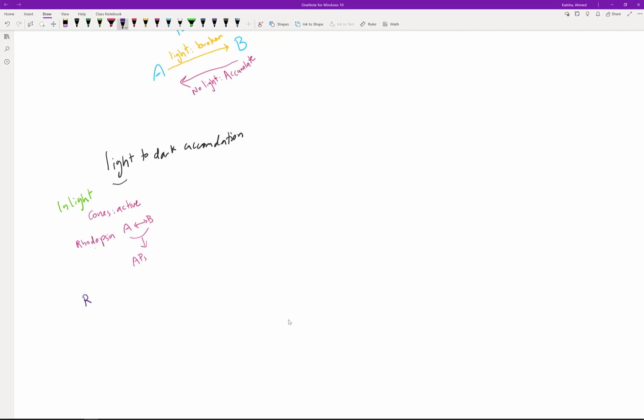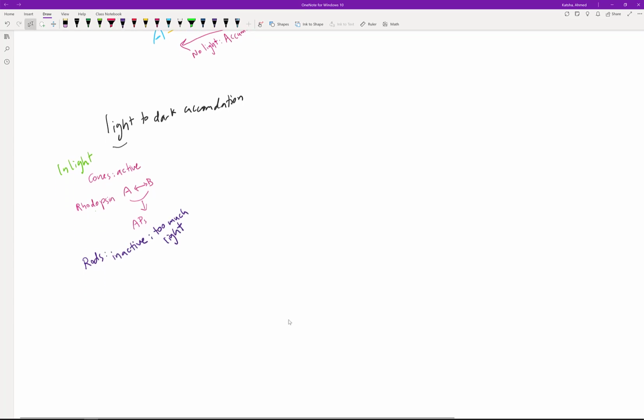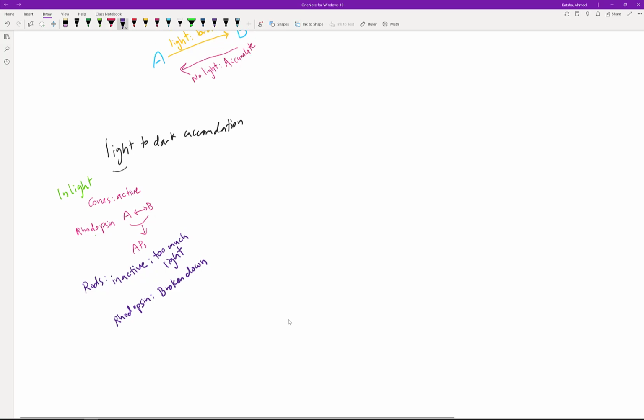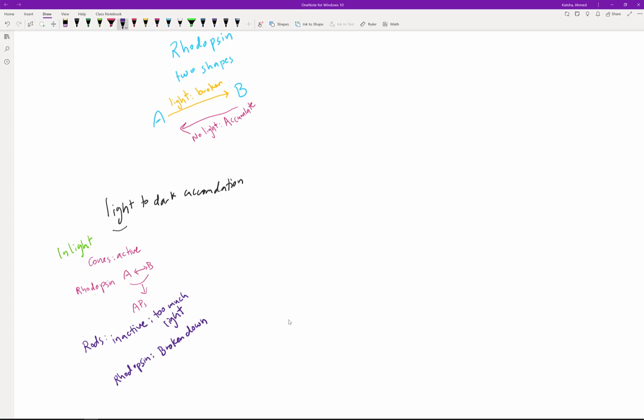What about the rods in light? Still in light, the rods are inactive. Why? Because it's too much light for them. What about the rhodopsin in the rods? It is broken down, because there is always too much light, so whenever it tries to build up, it's immediately broken. It will remain broken because it's too much light for the rods to accumulate any rhodopsin. Therefore, during the day or in bright light, the rods are inactive. They don't send any action potential.